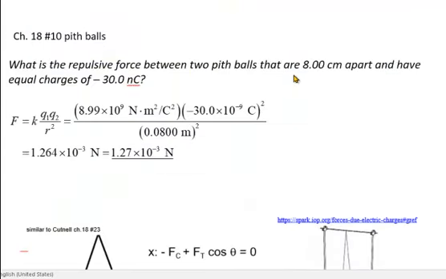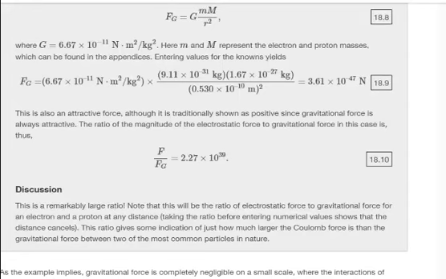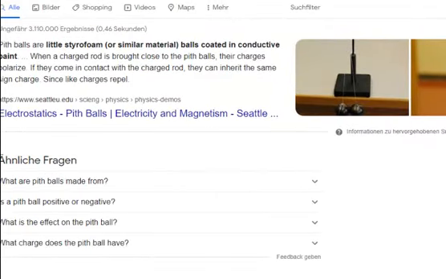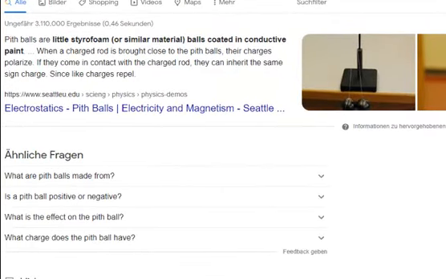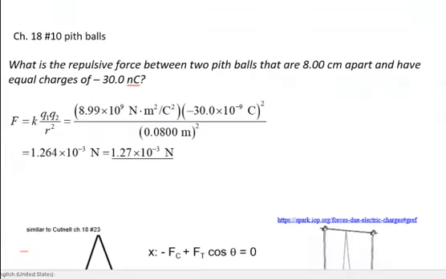All right, so here's the next problem. This is from the OpenStax textbook, Chapter 18, Problem 10, pith balls. What is the repulsive force between two pith balls that are 8 centimeters apart and have both equal charges of negative 30.0 nanocoulombs? That's a pretty small charge, nanocoulombs. What's a pith ball? Let's see. Pith balls are little styrofoam or similar material balls coated in conductive paint. When charge is brought closer to pith balls, their charge is polarized, and so on. So that's a pith ball. I used that term for a long time. It's kind of a funny physics term.